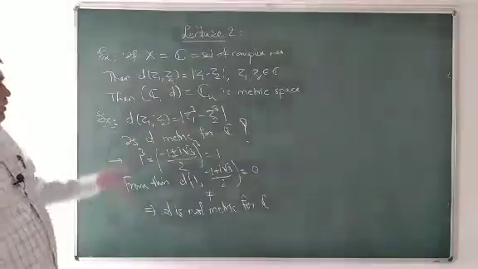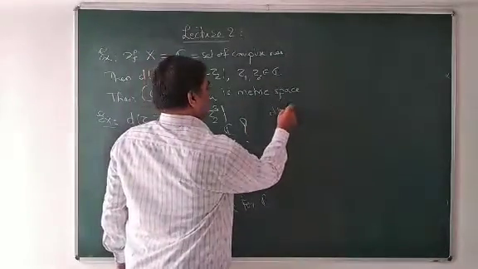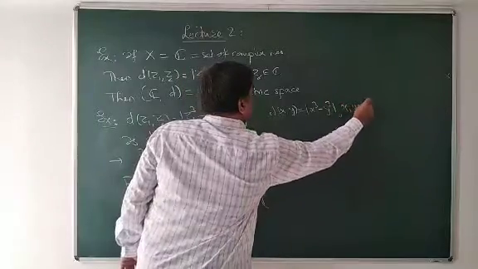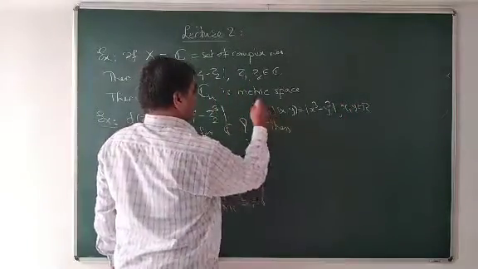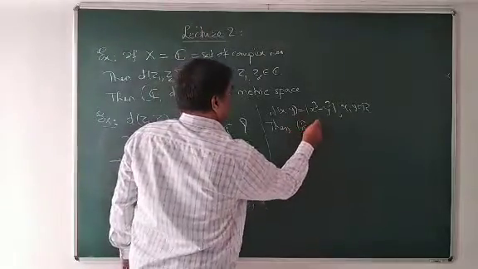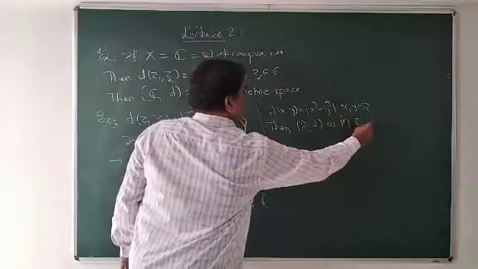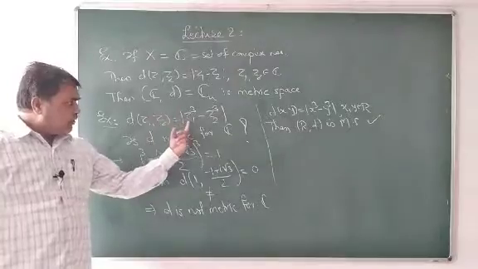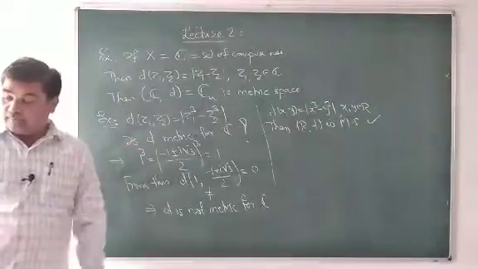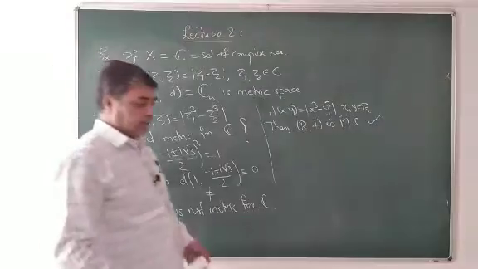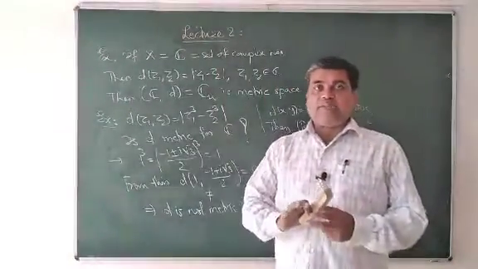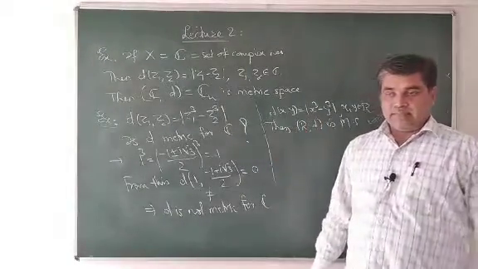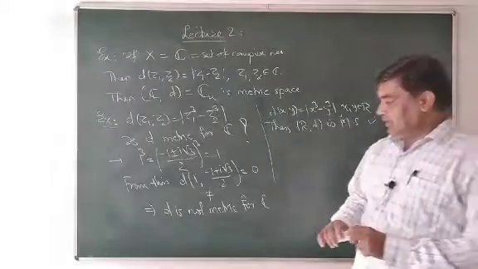You know that d of x, y is equal to mod of x cube minus y cube, x, y belongs to R, then R with d is a metric space. So yesterday we have verified this. But if I take the same type of function defined on complex numbers, it is not a metric. So the concept of metric depends on its definition as well as the underlying set X on which you are defining that metric. Note this point, it is too important.